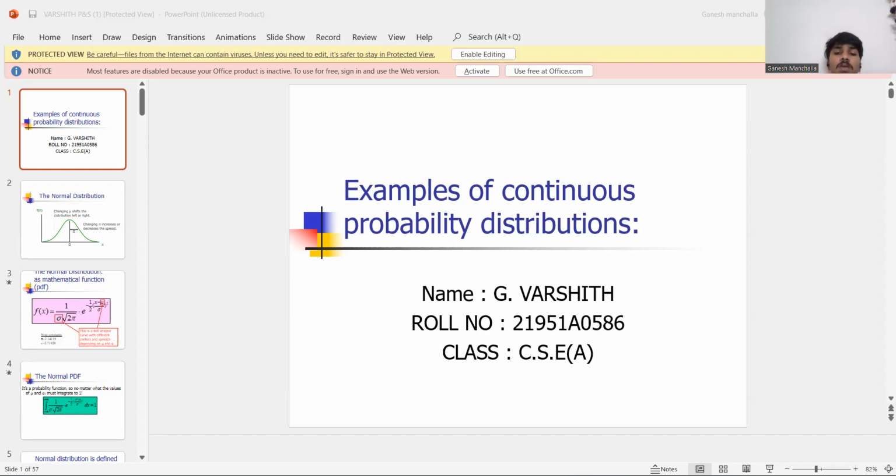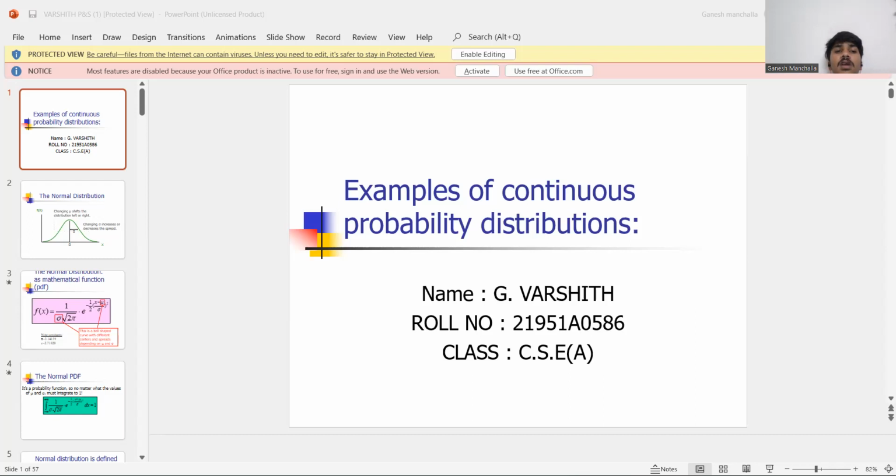This is the bell-shaped curve with different centers and spreads depending on mu and sigma. It is a probability function, so no matter what the values of mu and sigma are, it must integrate to 1. The integral from minus infinity to plus infinity of 1 by sigma root 2 pi into e power minus 1 by 2 of (x minus mu by sigma) whole squared dx equals 1.